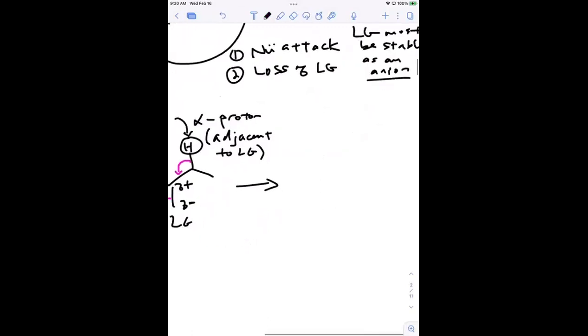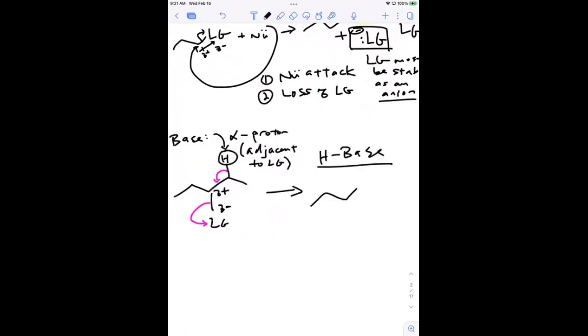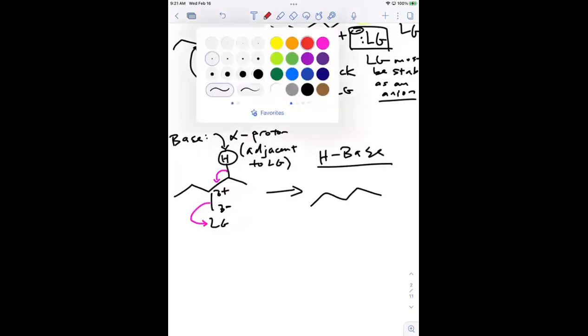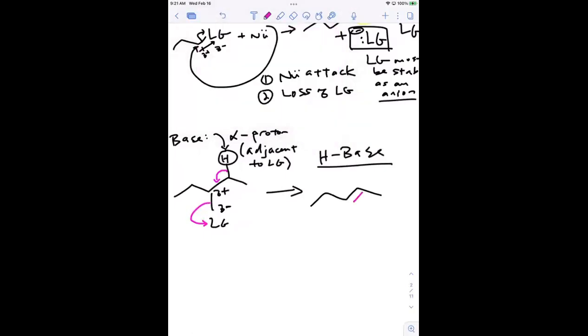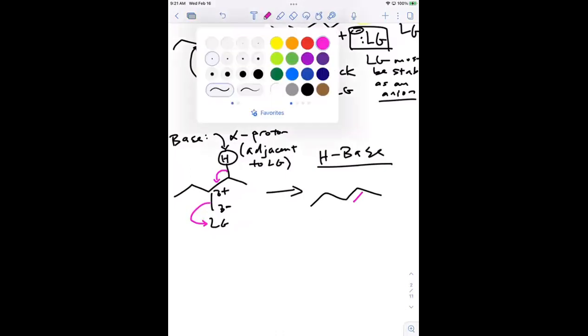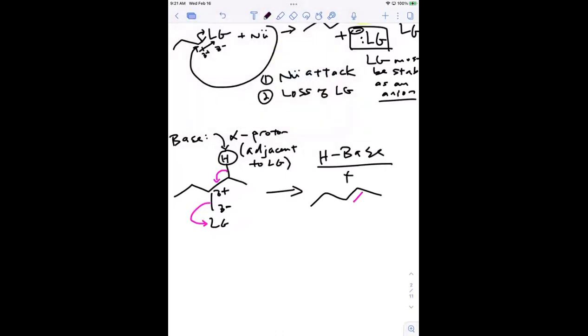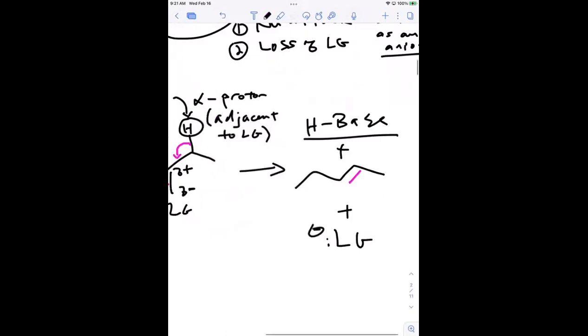So you end up over here with this, where the base has now picked up that proton. You end up with this, where you have a double bond here. And you end up with this, so this plus the leaving group, like so.